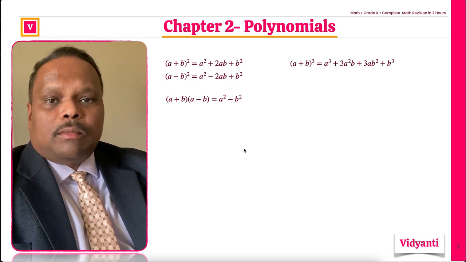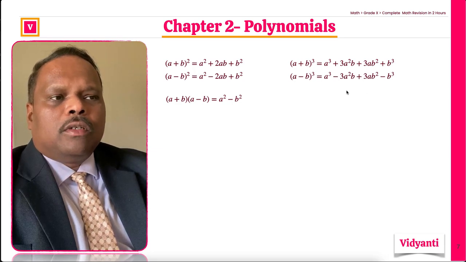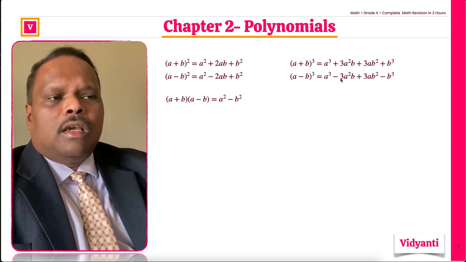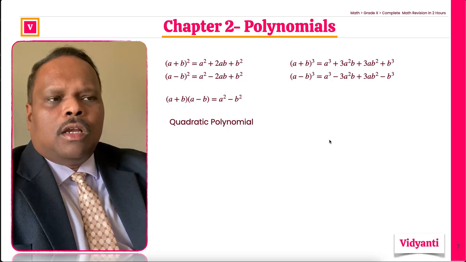You should remember some interesting things about cubes also. (a plus b) the whole bracket cube is a cube plus b cube, plus 3a square b and 3ab square. If you have (a minus b) cube, then basically you will have the same terms, except the second and the fourth term will be negative.